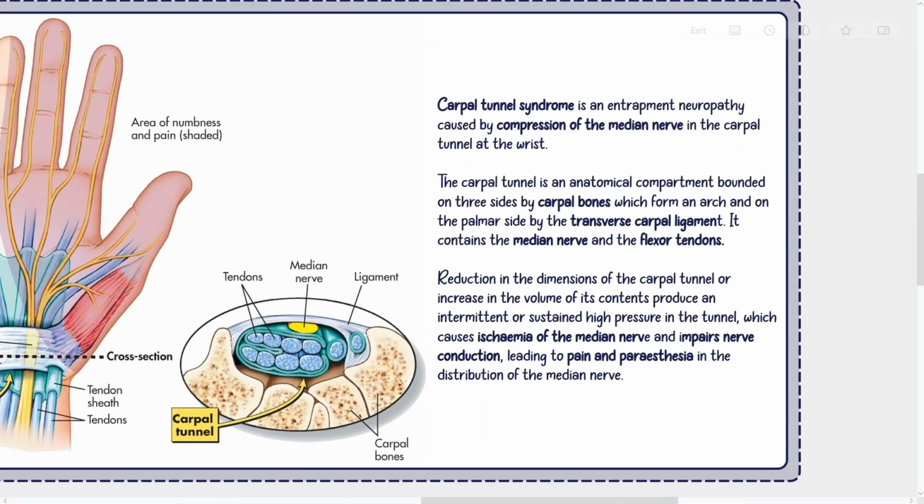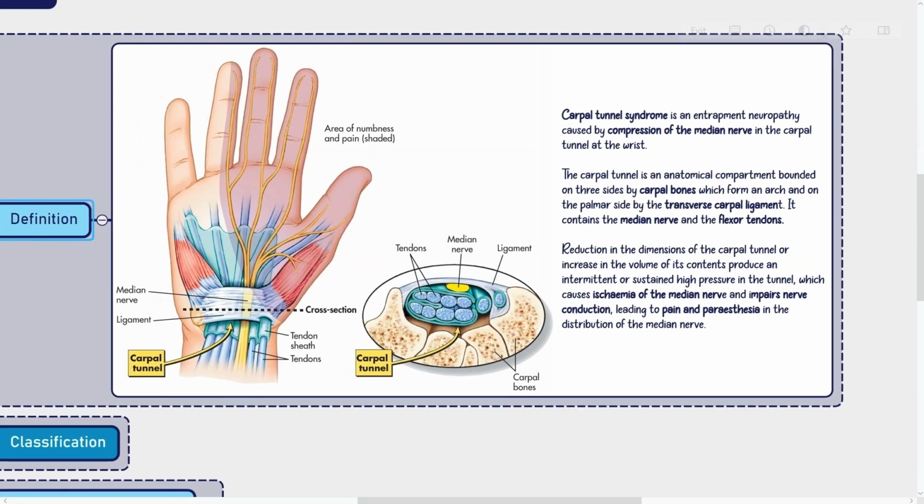Carpal tunnel syndrome is an entrapment neuropathy caused by compression of the median nerve in the carpal tunnel at the wrist. The carpal tunnel is an anatomical compartment bounded on three sides by carpal bones, which form an arch, and on the palmar side by the transverse carpal ligament. It contains the median nerve and the flexor tendons.